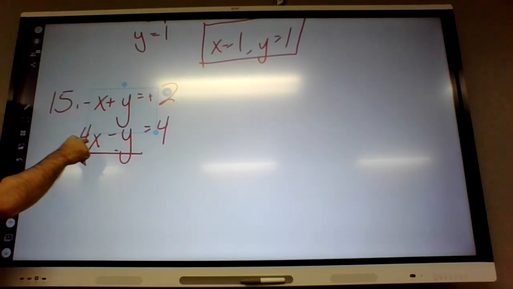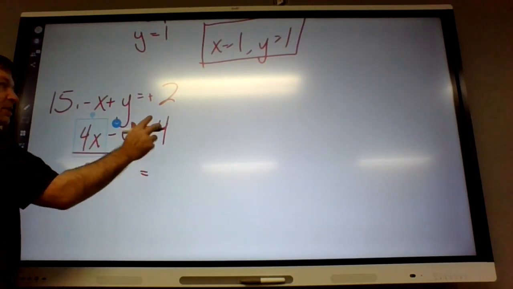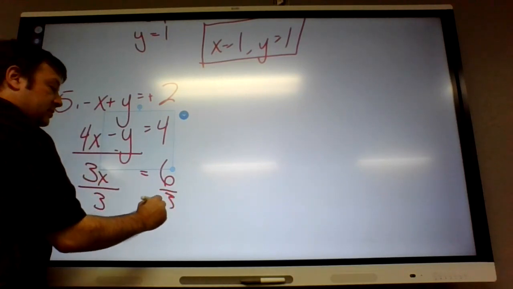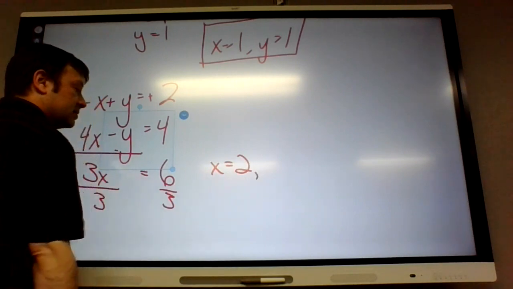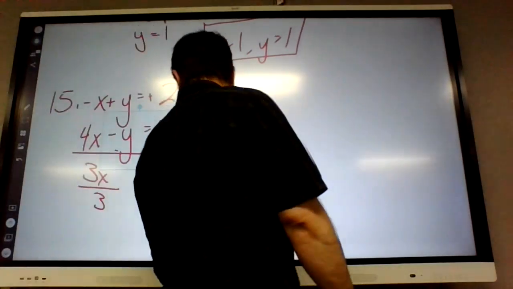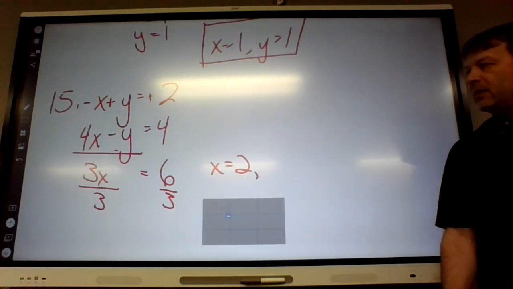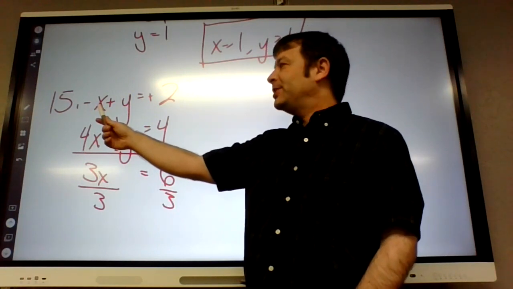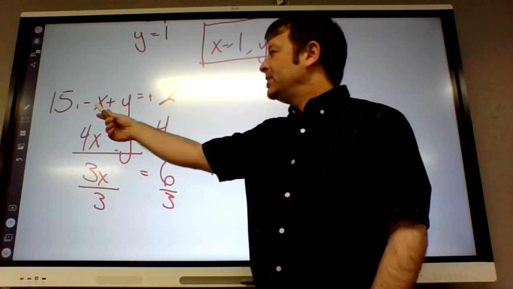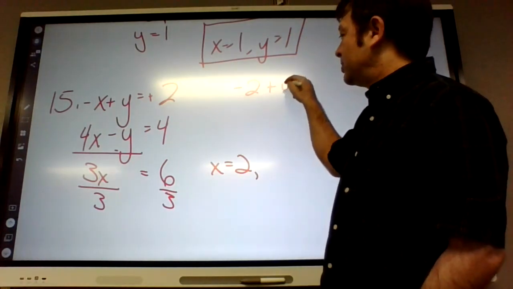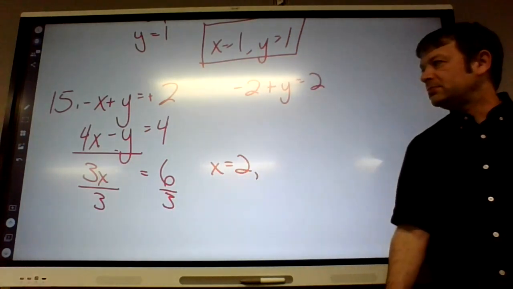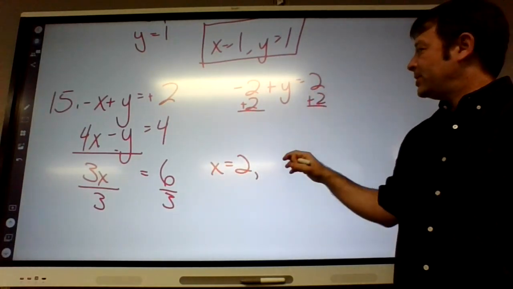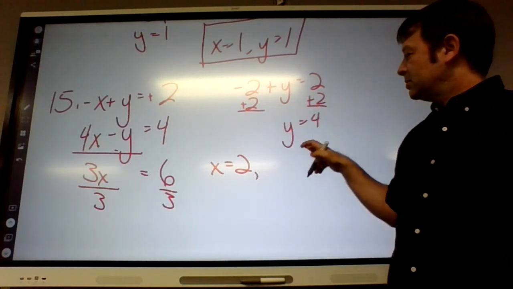So negative x plus 4x is 3x. 2 plus 4 is 6. So 6 divided by 3. If I put 2 back in there, it doesn't really matter if I use this one or the original equation. That should work both ways. That'd be negative 2 plus y equals 2. I put 2 right there. So anyway, y is 4. Put that right there.